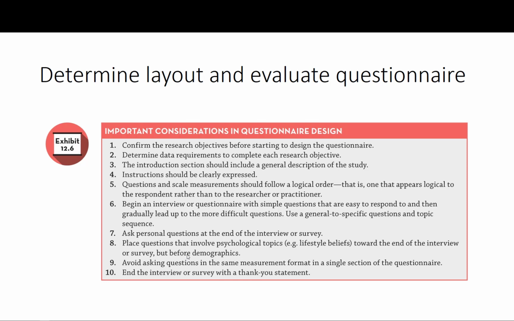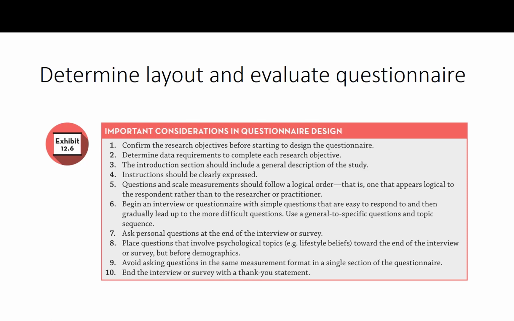Avoid asking questions using the same measurement format for everything. This reduces respondent fatigue and also makes sure that they are actually thinking about their responses. If you give them a scale of 1 to 7, they can sit there and go 4, 4, 4, 4, 4, 4, 4, right down the survey, irrespective of the question being asked.